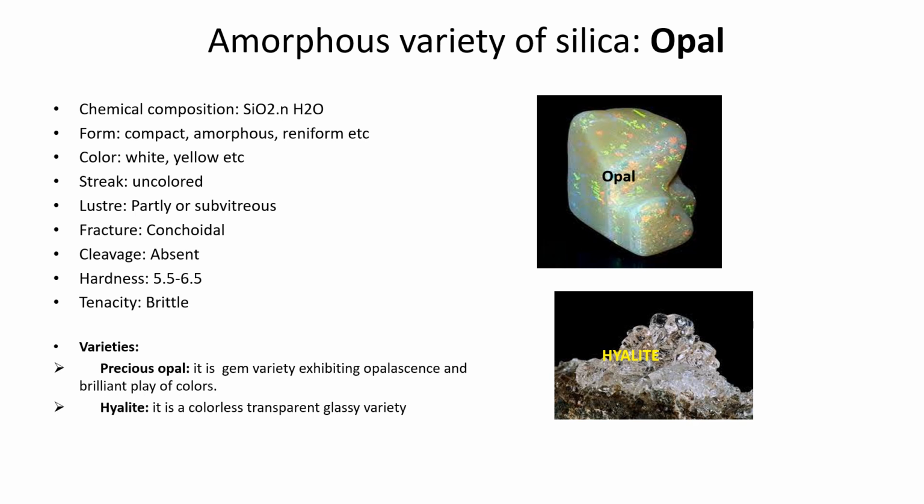There are two varieties, precious opal and hyalite. Precious opal is a gem variety, exhibiting opalescence, and it shows a brilliant play of colors. That's why it is so precious. Another variety is known as hyalite. It is a colorless, transparent and glassy variety. So two varieties of opal: number one is precious opal and number two is hyalite.